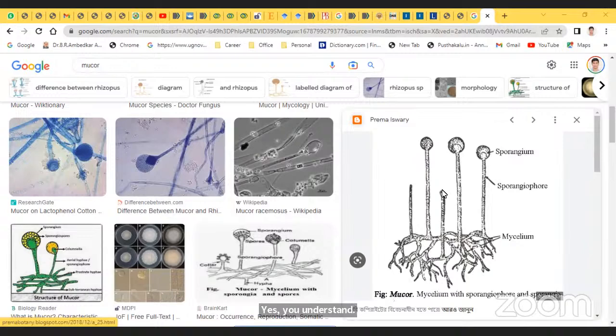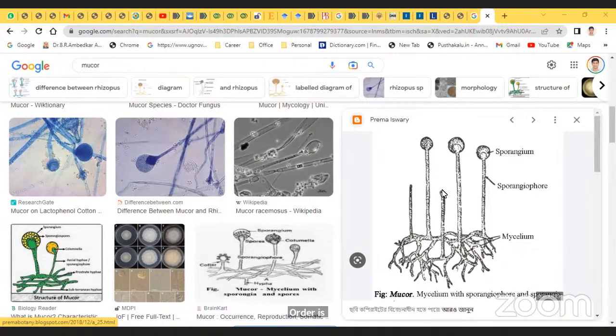So in the exam, you also write the classification first of all. The classification is: division Eumycota, subdivision Zygomycotina, class Zygomycetes, order Mucorales, family Mucoraceae, genus Mucor.